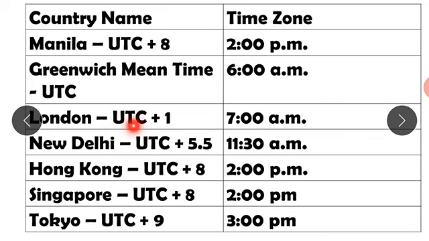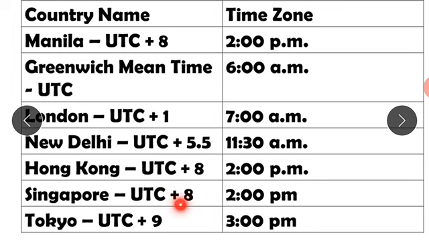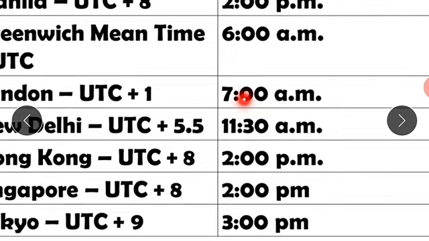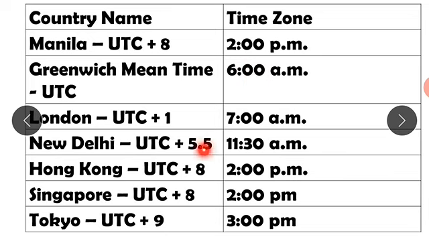For London, since the time is UTC plus 1, then 6 a.m. plus 1 hour is 7 a.m. In New Delhi, UTC plus 5.5 hours, then 6 plus 5.5 hours is 11:30 a.m. Hong Kong, UTC plus 8, then 6 a.m. plus 8 hours, the time would be 2 p.m. For Singapore, UTC plus 8, the same as Hong Kong, 2 p.m. Then in Tokyo, UTC plus 9, 6 a.m. plus 9 hours, the time would be 3 p.m. So if you want to get the time in different countries, you should first know the Greenwich Mean Time.